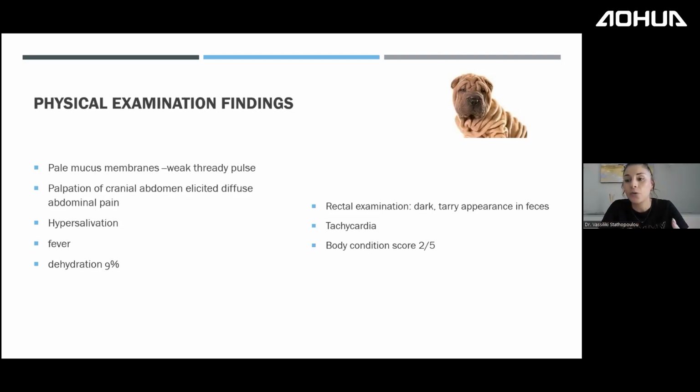Not in this case, where the owners actually perceived that the dog had very dark feces, but in other cases it could be that the owners do not understand that the dog might have melena. So it's very prudent for you to do a rectal examination. Of course, we had a dark and tarry appearance in the feces, tachycardia, probably due to anemia as well as a response, and the body condition score was 2 out of 5.